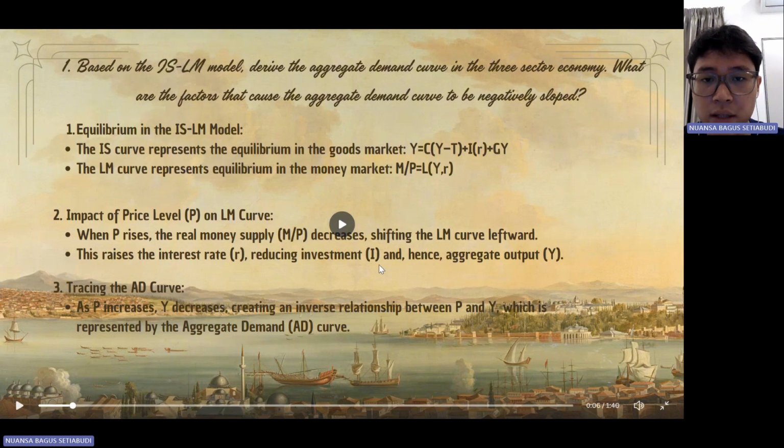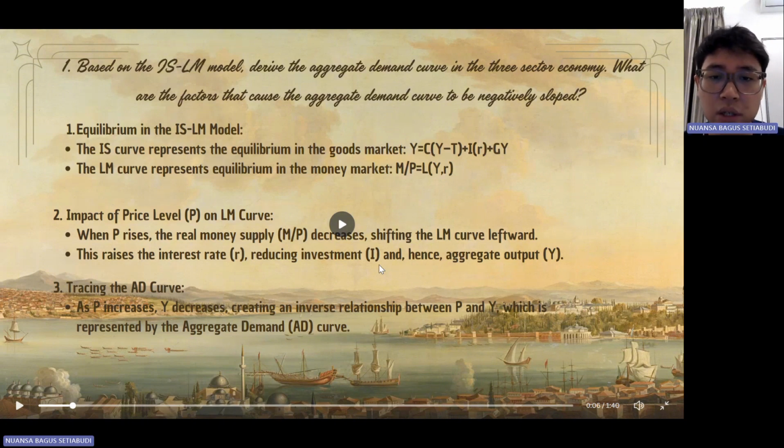And then let's see how the price level, which is P, impacts the LM curve. When P increases, the real money supply, M/P, decreases because P is the denominator. And this causes the LM curve to shift to the left, and a leftward shift raises the interest rate R, which reduces investment I, and as a result, the aggregate output Y decreases.